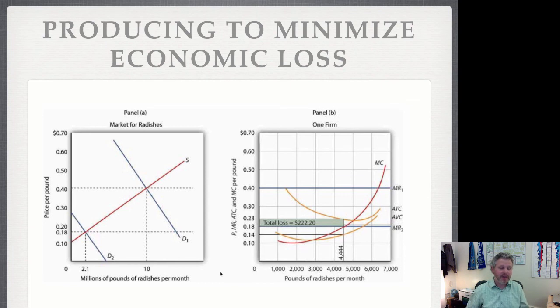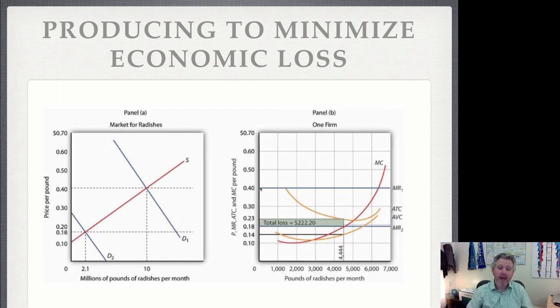But something has happened in the market for radishes, and demand has shifted dramatically down. Demand has shifted from D1 down here to D2. So that's a big shift in demand. What has that done? Well, the market price has fallen from 40 down to 18. Consequently, the equilibrium quantity in this market has fallen to 2.1 million pounds of radishes. But let's go back to the price and focus on that change from 40 to 18. What does that do for the firm?